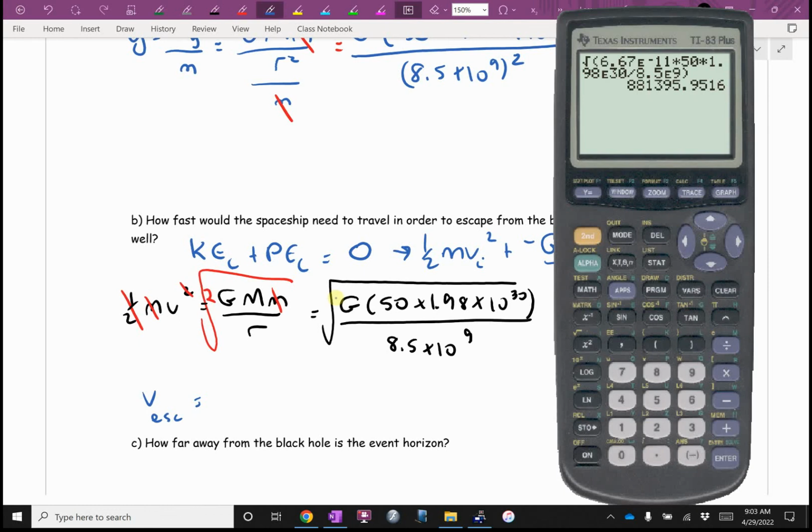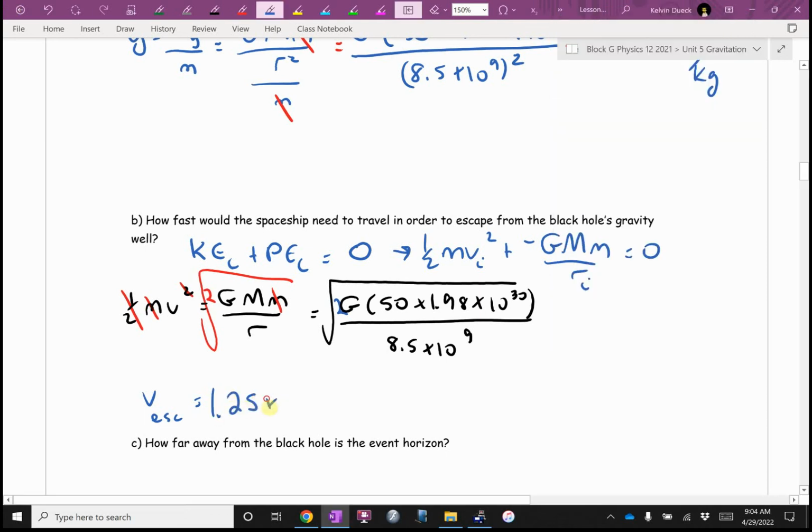I forgot the 2, Mr. Dewick. Oh, wow. I made a mistake. I'm totally wrong. It's going to be even larger than that. Is it 1, 2, 4, 6? Wow. I'm going to write this in scientific notation as 1.25 times 10 to the 6th meters per second. Can't believe I forgot the 2. Thank you, Mud. That was sloppy of me. 2g square root.